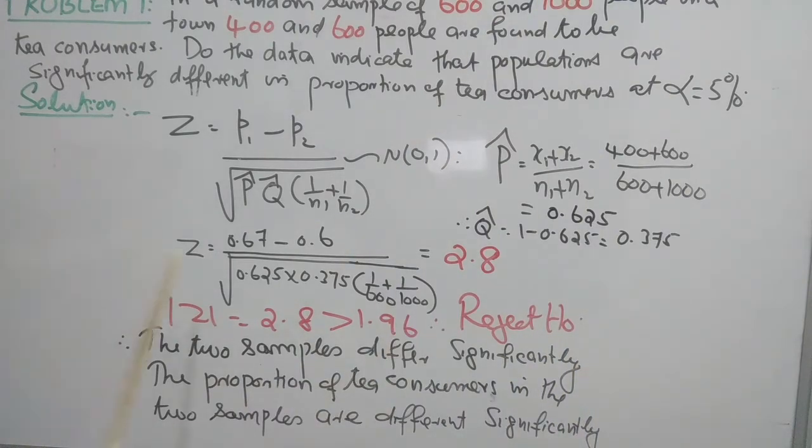Then the calculated value of Z is 0.67 minus 0.6 by root of 0.625 into 0.375 into 1 by 600 plus 1 by 1000. On simplification, that is approximately 2.8. Then absolute Z is 2.8. The conclusion: it is more than the critical value of 1.96 at alpha equal to 5%. Therefore, our conclusion is to reject H0. That is, the two samples differ significantly, or with respect to this problem, the proportions of tea consumers in the two samples are significantly different.